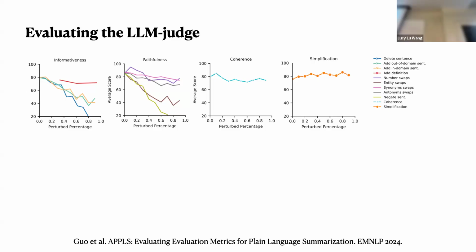However, that's not always consistent, right? So if we look at another one of these, maybe something like the antonym swap, or the number swaps, which also introduce factual errors. There's definitely a decline in the rated faithfulness, but the model is much less sensitive to those on average. Okay, this is averaged over many instances. I'm not showing error bounds on this plot because it would just be overwhelming.